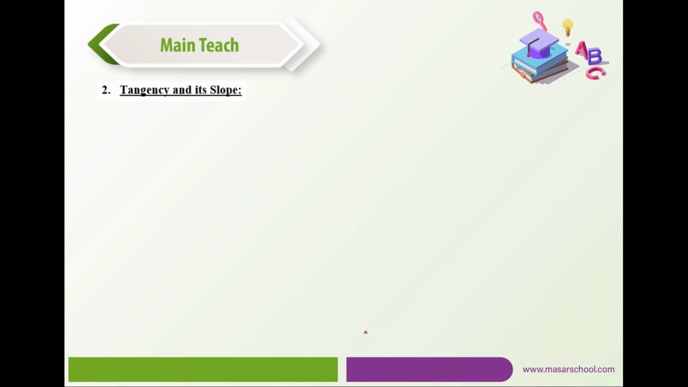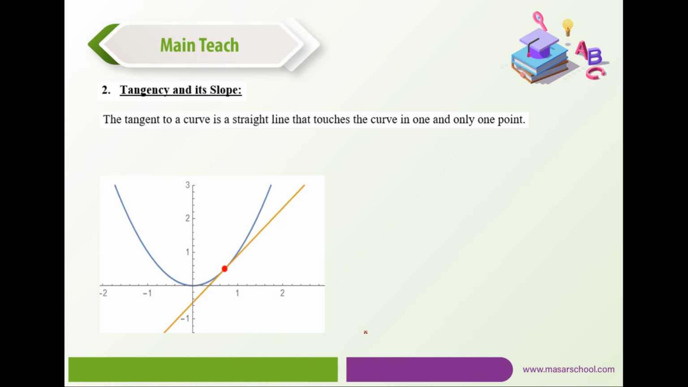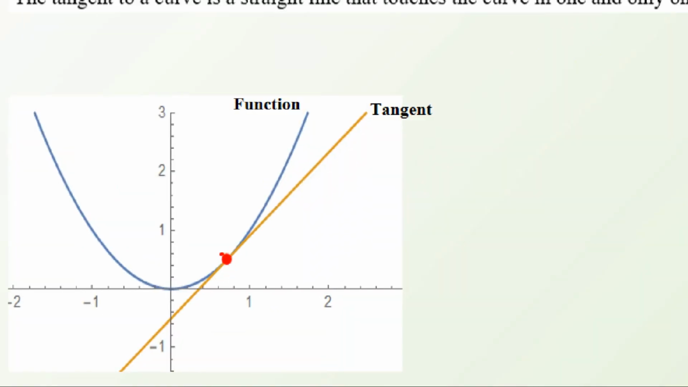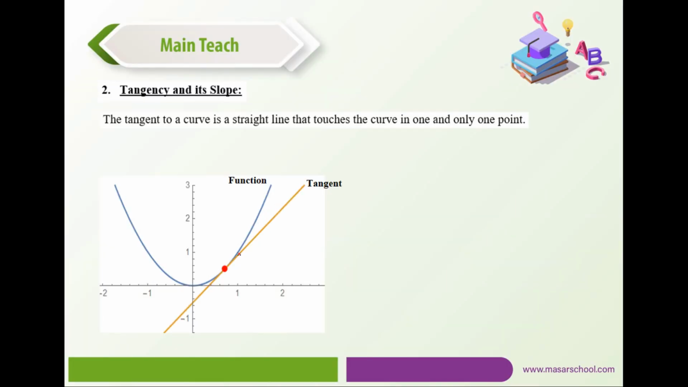Now section 2, tangency and its slope. This is a very important section. The tangent to a curve is a straight line that touches the curve in one and only one point. So basically this is the function, which is the curve in blue, and the tangent to this function at this particular point is given by this straight line, and notice that it touches the function in only one point. That would be the point of tangency.